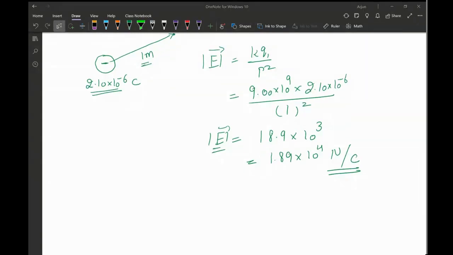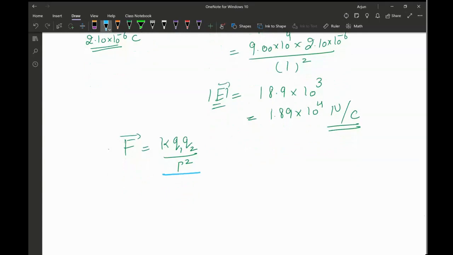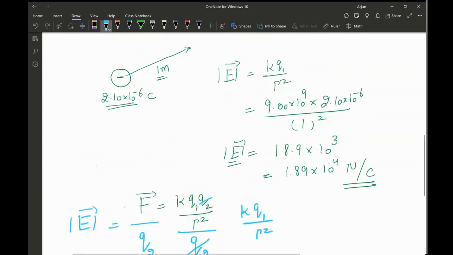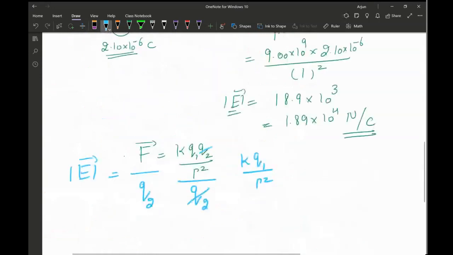Now, if I see the force formula one more time, the force formula was KQ1Q2 divided by R square. This is the formula we did. Now, if I divide this formula by Q2, or Q1, whichever one of the charges, and do the same thing here, then it's going to give me KQ1 divided by R square, which is equal to the electric field, isn't it? That's the formula which we wrote initially when we started the electric field, KQ1 divided by R square.